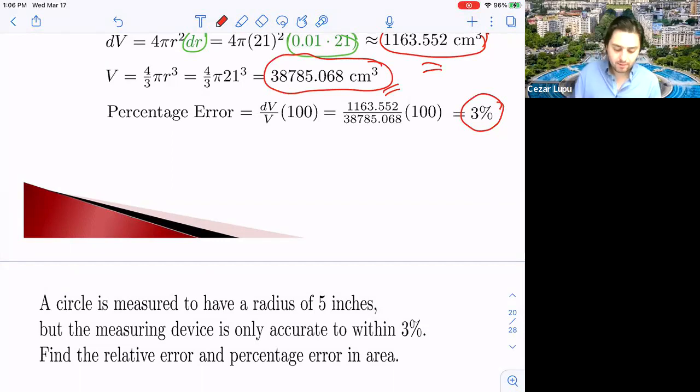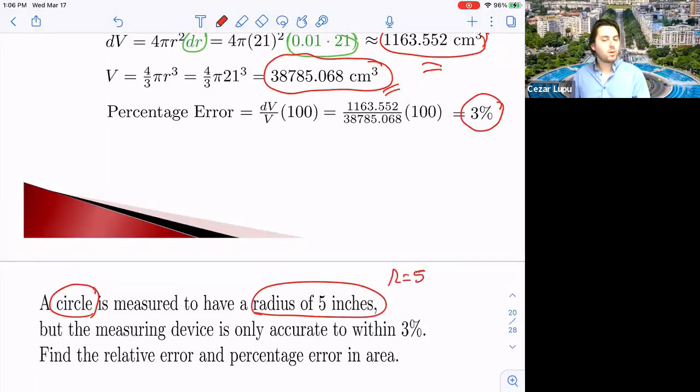So let's identify. We have a circle here, with a radius of 5 inches. So R is 5, let's keep that in mind. But also we know that the measurement device is only accurate within 3%. That's very important here. And we need to find the relative error and the percentage error in area.